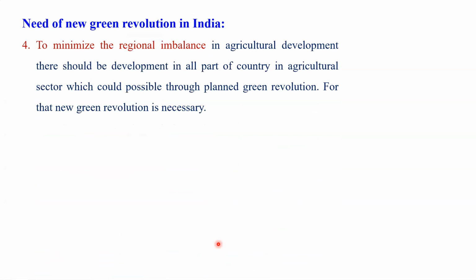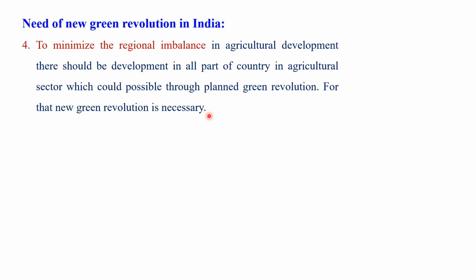Another important point, to minimize the regional imbalance in agriculture development, there should be development in all parts of the country in the agriculture sector, which could be possible through a planned green revolution. And for that, a new green revolution. Yes, this is a very important point. You know that during that period we also saw there was a regional imbalance. All parts of India were not developed with respect to agriculture development. Only a few states like Punjab, Haryana, Uttar Pradesh, West Bengal, Bihar, Tamil Nadu, Andhra Pradesh, Maharashtra, some part of Gujarat, only these states were developed, but the remaining states were not developed much with respect to agriculture development.